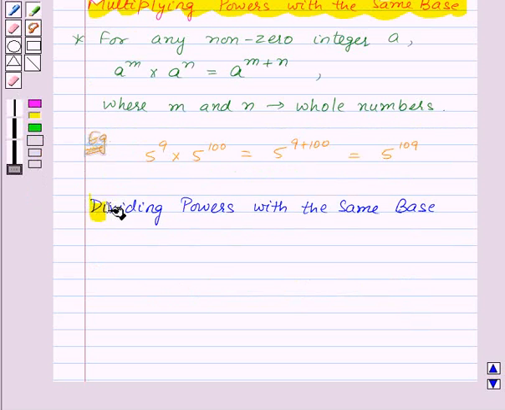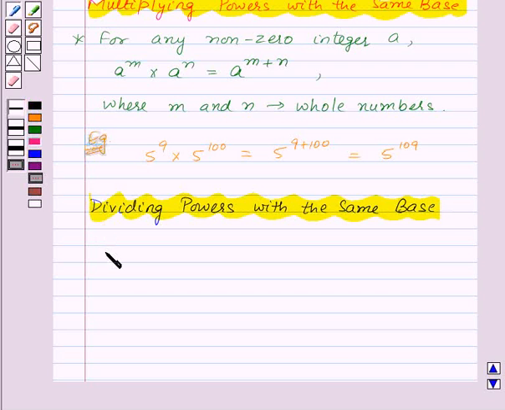Next, we have dividing powers with the same base. For any non-zero integer a, a raised to the power m divided by a raised to the power n will be equal to a raised to the power m minus n, where m and n are whole numbers and m is greater than n.